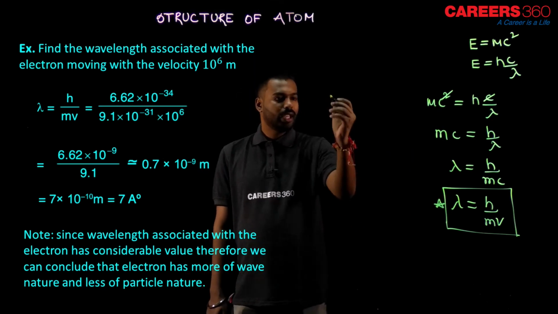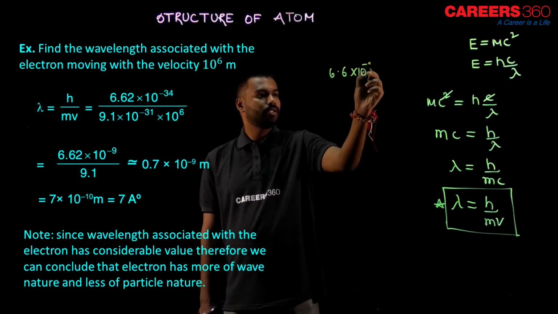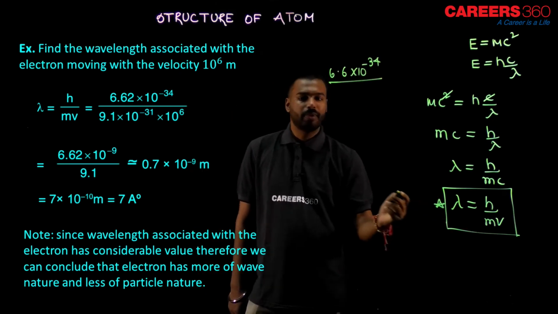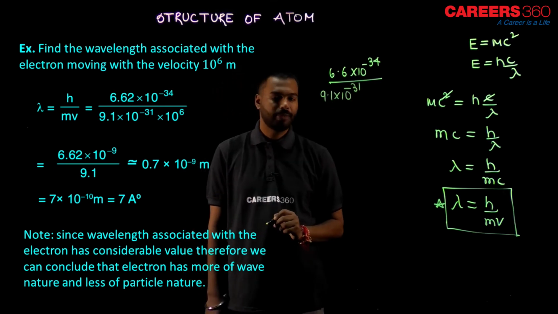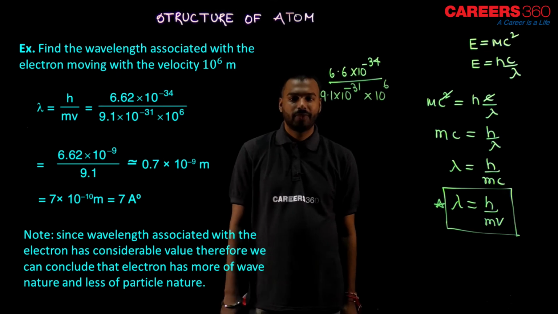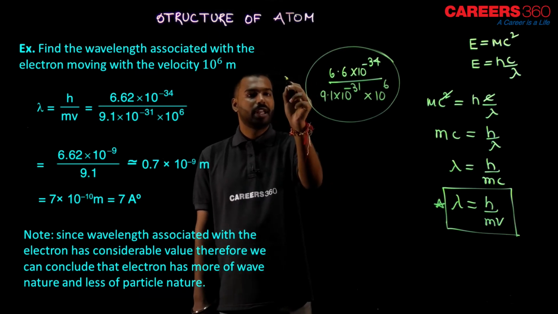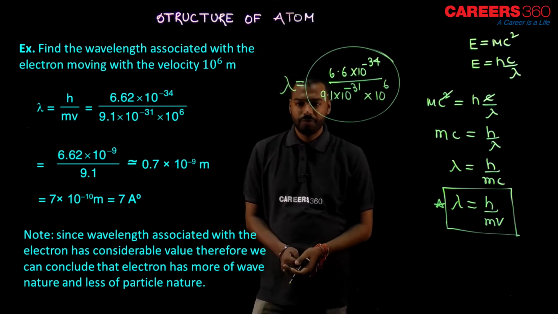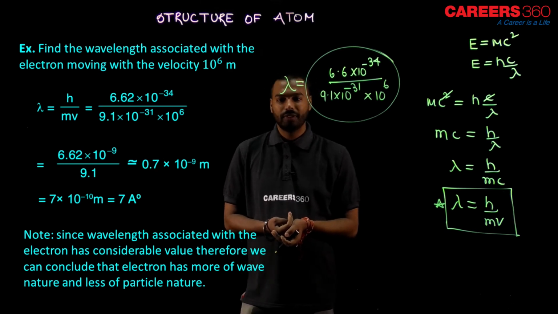Now, let us solve the question. Lambda equal to h by mv. H is 6.6 into 10 raised to minus 34. Mass m is 9.1 into 10 raised to minus 31. Now, v is 10 raised to 6 meter per second. If you calculate, it is very easy. If you calculate all these things, then you will get your lambda. Now the solution is in front of you: 7 into 10 raised to minus 10 meter or 7 angstrom is the answer for lambda.